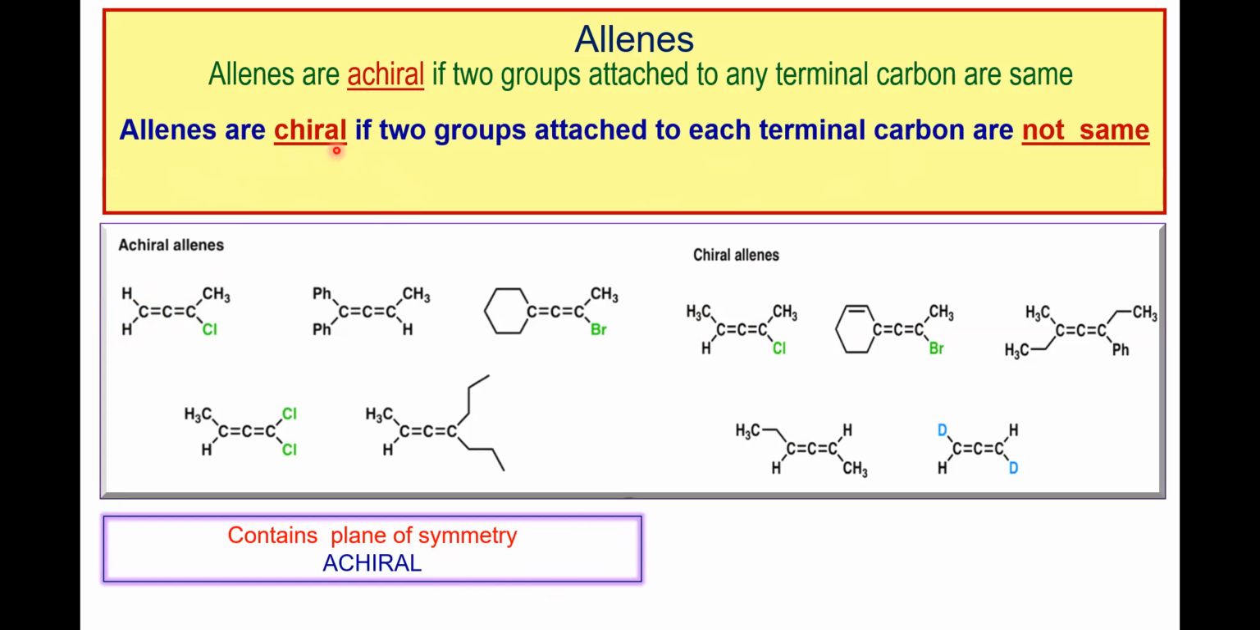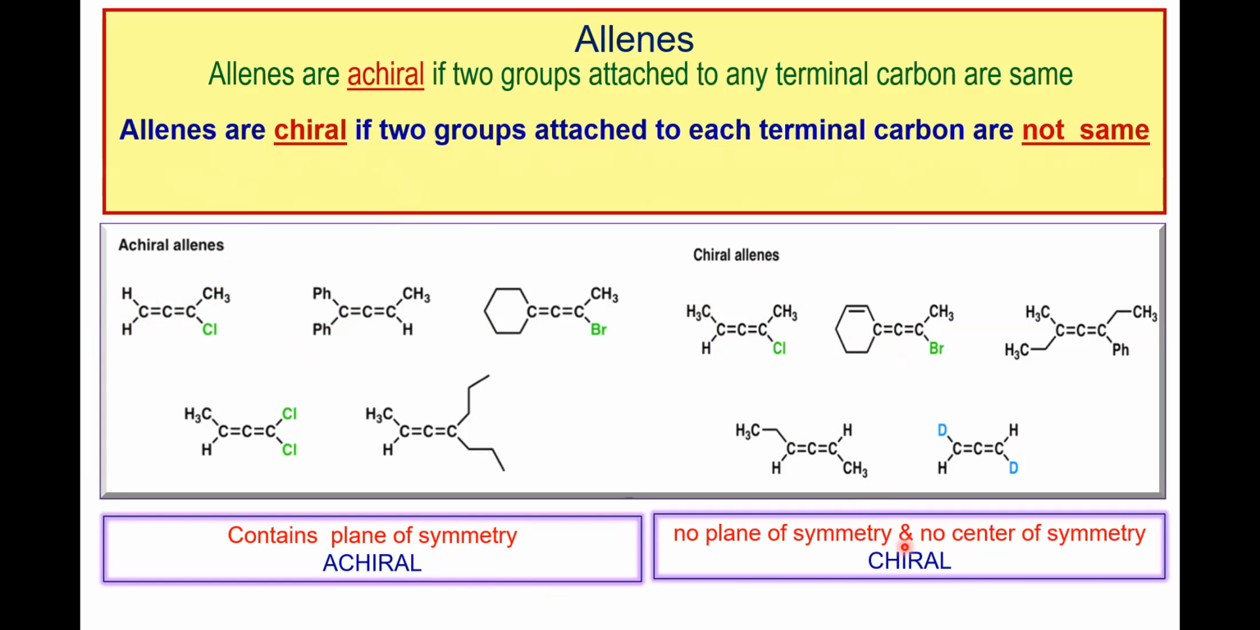So allenes are chiral if the two groups attached to each terminal carbon are not the same. If they are the same, like this, they are achiral. If they are not the same, they are chiral.